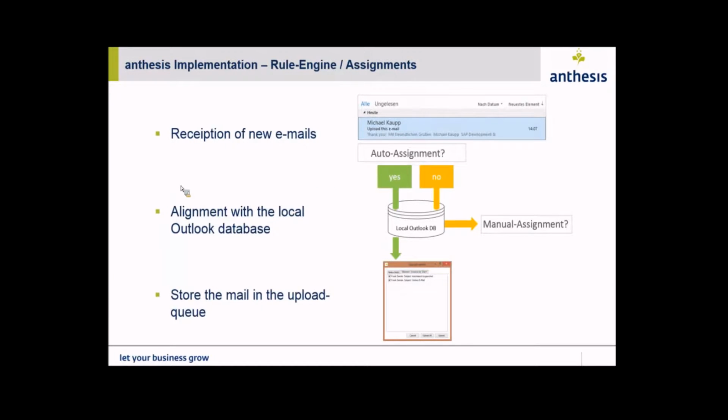This is how the rule engine works. The first step is that you receive a new email. The rule engine will check if there is a rule for an auto assignment available in your local database. If this is the case, the mail gets automatically assigned to the rule property item and gets stored in the upload queue. That's this process: auto assignment, yes, local database, and upload queue. Okay, if there is no rule available in the local database, then you of course have the opportunity to do a manual assignment to transfer the mail into the upload queue this way.